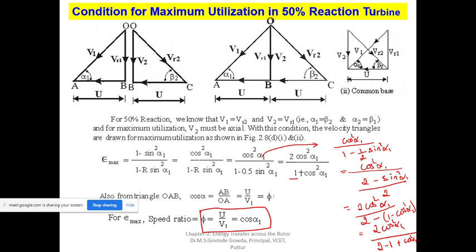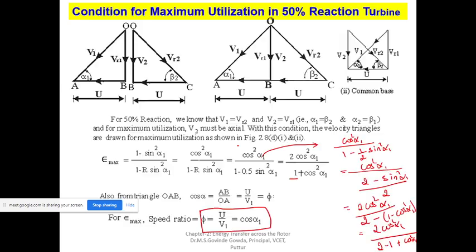Should we write that completely down, sir? If you want to write, you can write. Otherwise, it's left to you. They will ask it as a derivation. They ask the conditions for maximum utilization factor, for impulse turbine, for 50% reaction turbine, for 100% reaction turbine. All these things they will ask. Therefore, I am doing it now. I took a screenshot. It's left to you. Whatever you want, I will give the time.